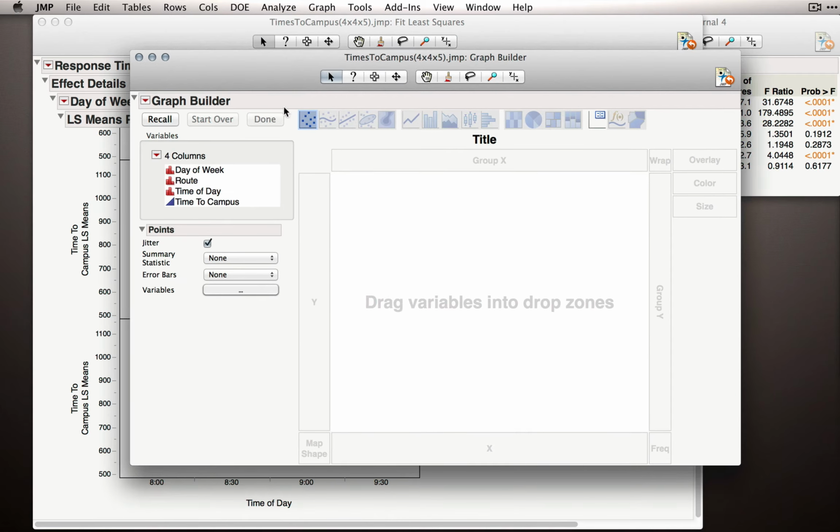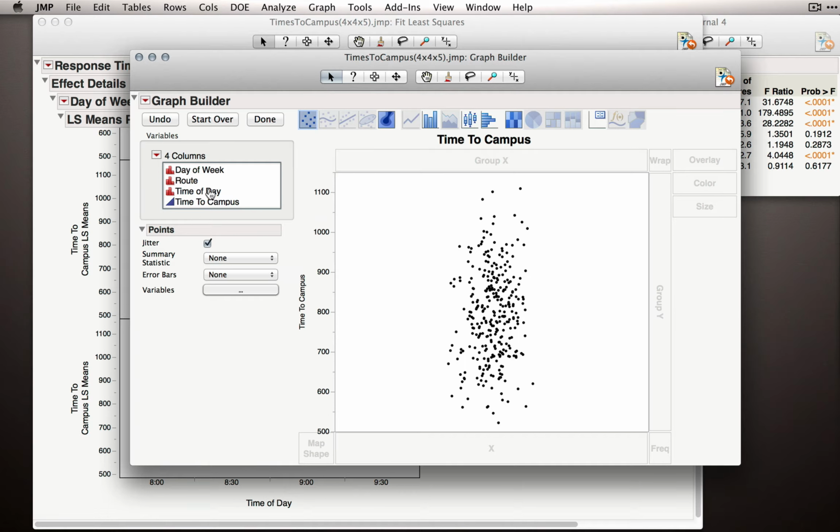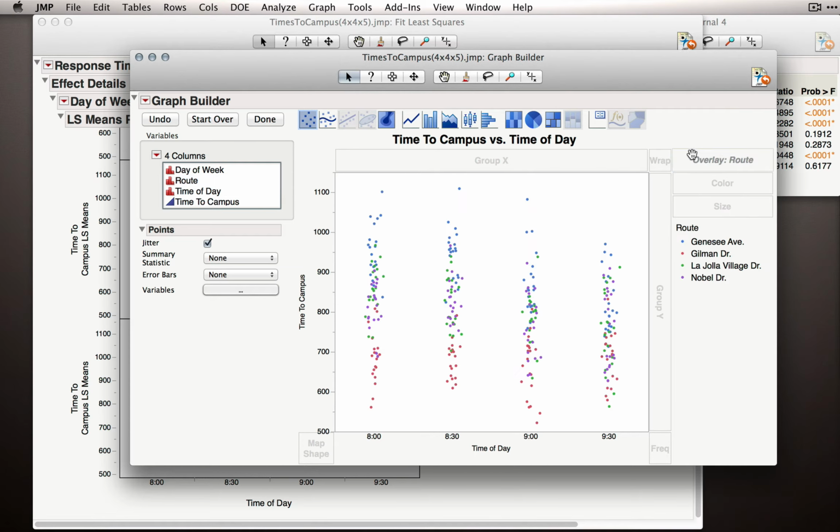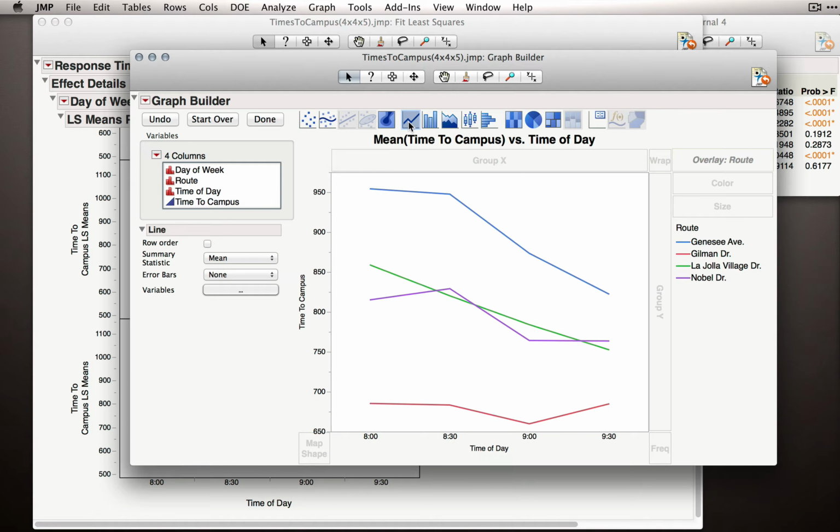And what we can do is actually set up our model. So I'll put time to campus here. Let me put, like I had before, time of day right on the X, just like we had originally. I'll put the different routes here as my lines. So overlay. To get a line, I'll actually click on the lines here. So what we have now is the overall two-way interaction between time of day and route.